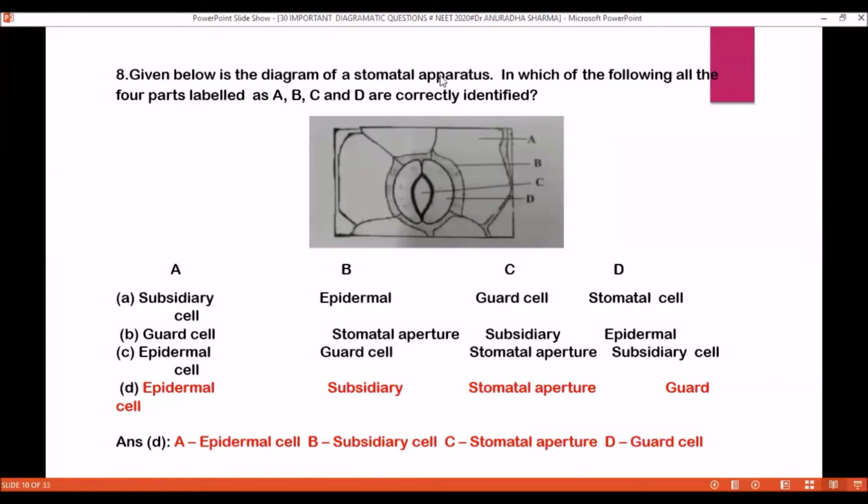Given below is the diagram of stomatal apparatus. In which of the following options are the 4 parts labeled A, B, C and D correctly identified? Here we can see that it is the diagram of stomatal apparatus and we have to identify A, B, C and D. By looking at the diagram, we can see that A is epidermal cell, B is subsidiary cell, C is stomatal cell and D is guard cell. So option D is correct.